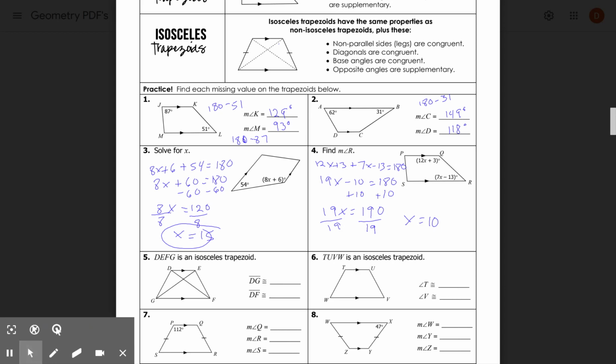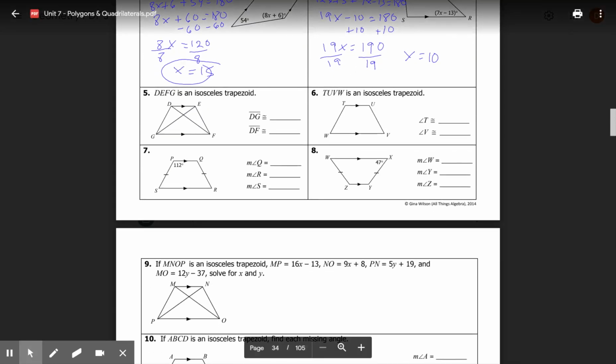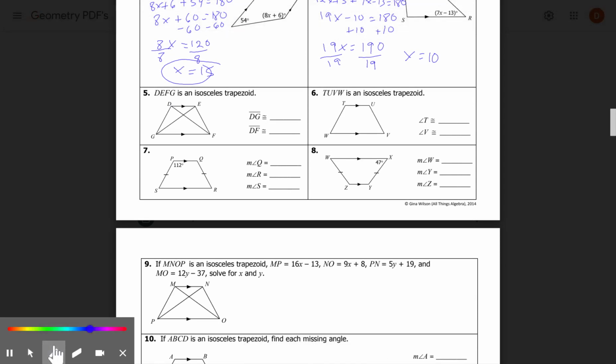For number 5, it tells us that DEFG is an isosceles trapezoid. So the length DG, that's this one here, is congruent. Remember, these legs are congruent, so DG would be congruent to EF. And DF, this is a diagonal, and the diagonals are congruent, so DF would be congruent to EG.